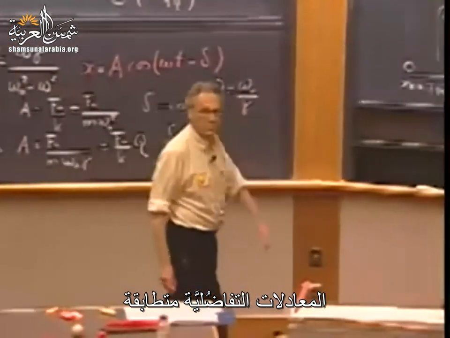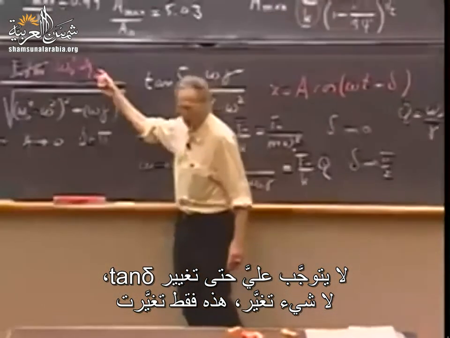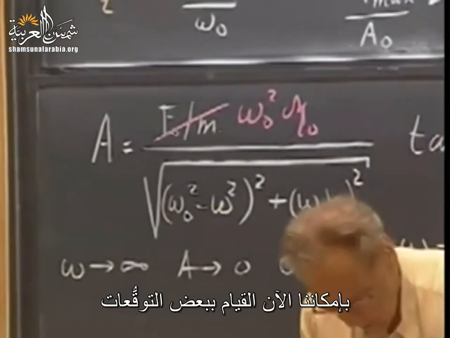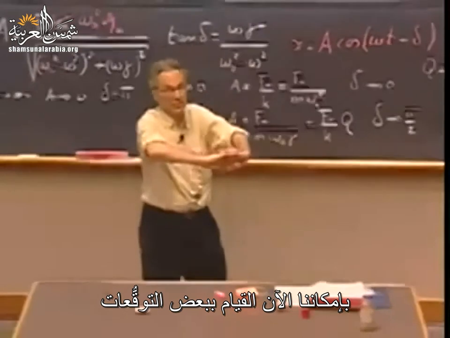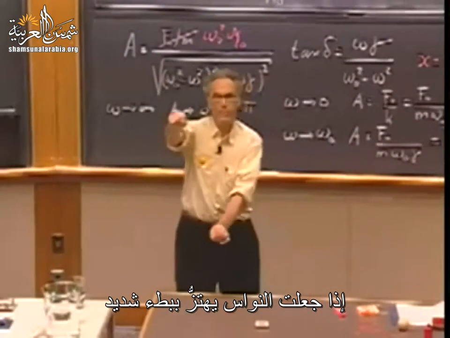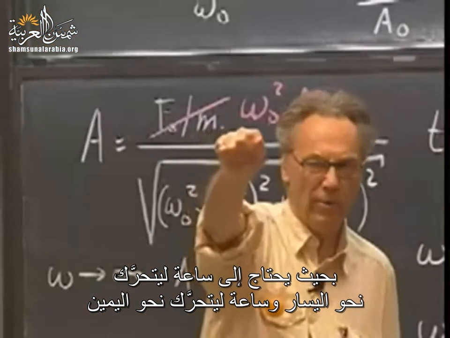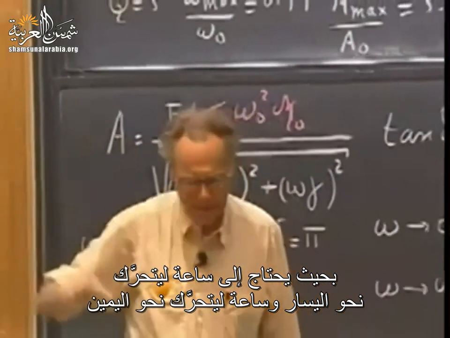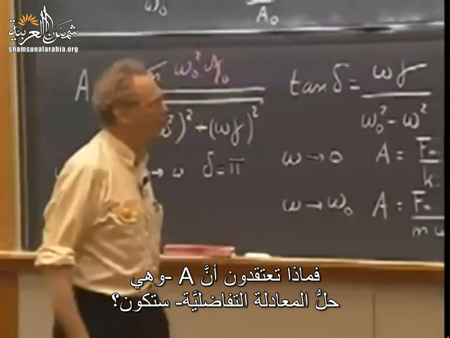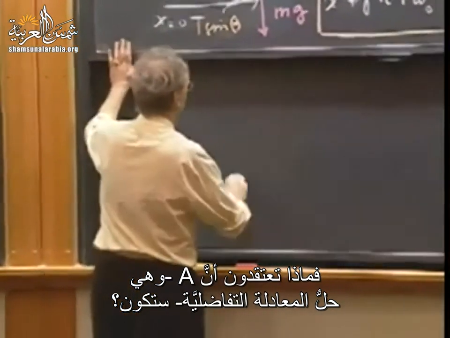Differential equations are identical. I don't even have to change the tangent of delta. Nothing changes. This is the only thing that changes. So we're done. We can now make some predictions. The prediction is that if I'm going to shake this pendulum very slowly, taking 1 hour to go to the left and 1 hour to the right, and if my amplitude is eta 0, what do you think the amplitude A, the solution of my differential equation, will be?